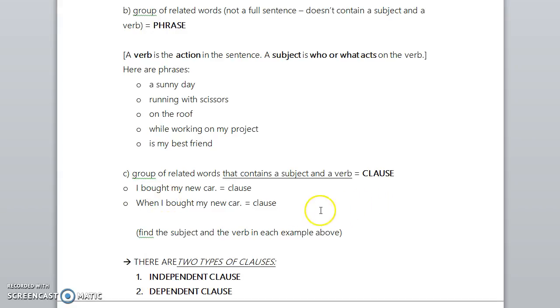It's a clause. The second one, when I bought my new car. What's the action? Bought. Who or what bought? I. I subject, bought verb. When I bought my new car is a clause.